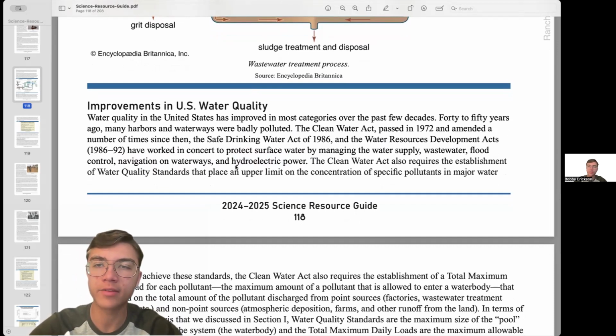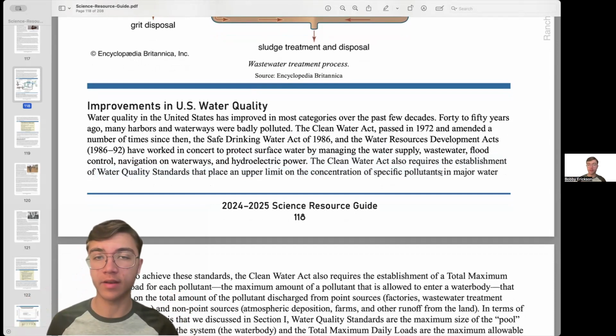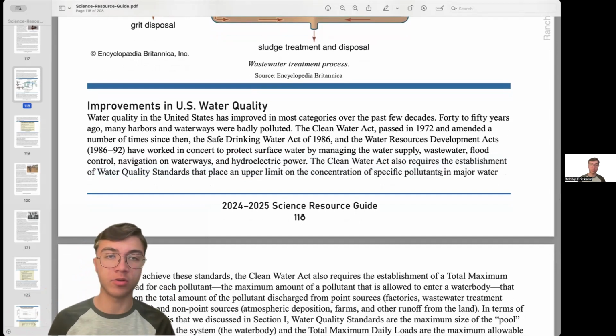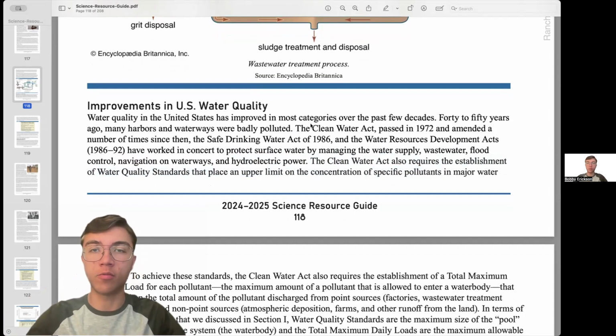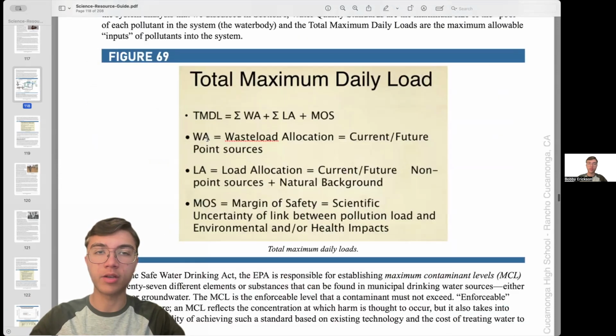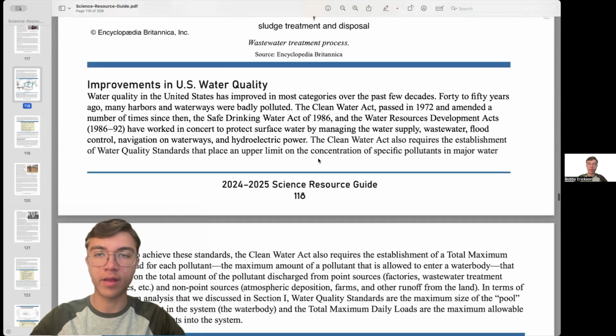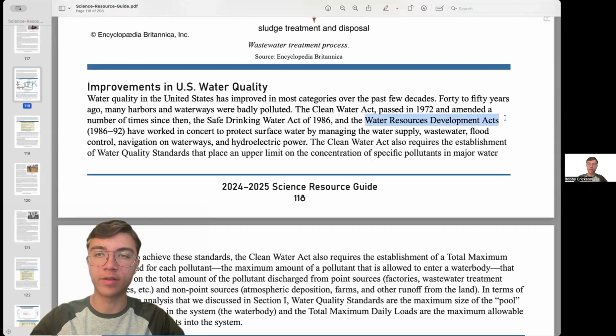And the Clean Water Act requires that water quality standards place an upper limit on the concentration of specific pollutants. So there's water quality standards, which limit specific pollutants to the amount that they can be in major water bodies. And so that's what the Clean Water Act outlines. We aren't going to talk very much about the Safe Water Act now, we'll talk about it later, and we also won't go deep into the Water Resources Development Acts. These all have worked together, though.